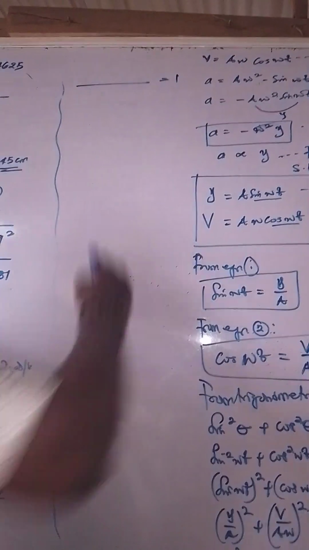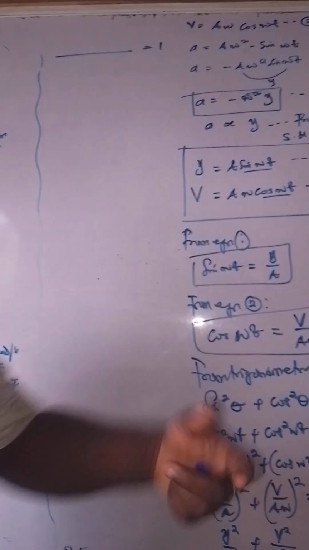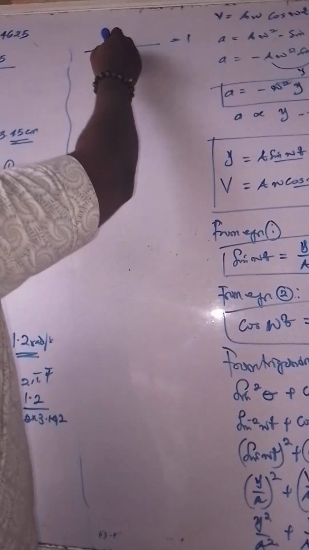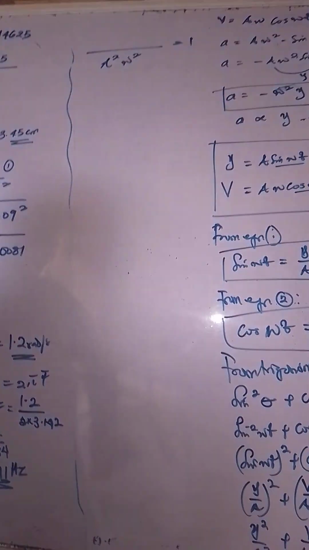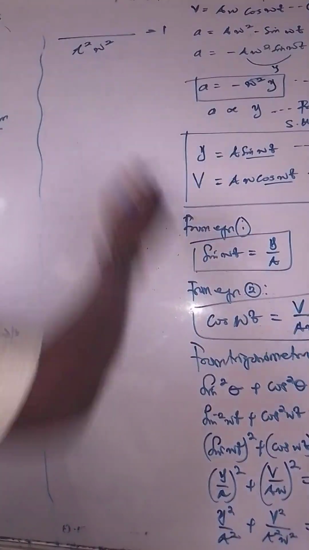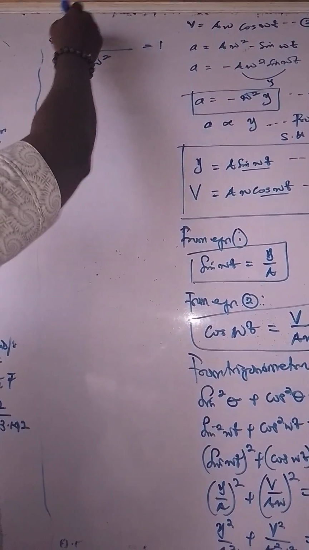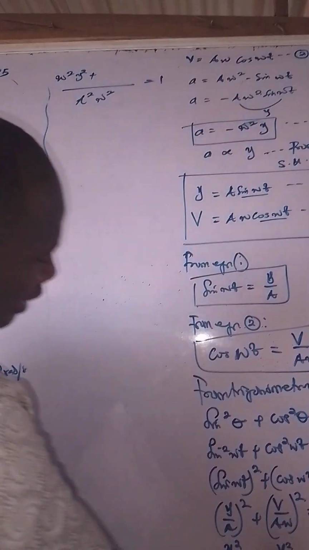Remember, the LCM is the product of the denominators. Here we can see a square and omega square, so we have a square omega square. Take a square: a square cancels a square, and you remain with omega square. Omega square times y square, that is omega square y square, plus a omega square.